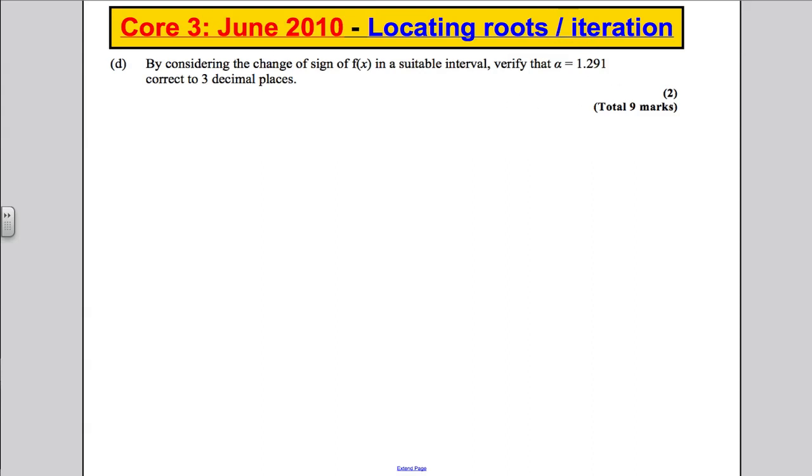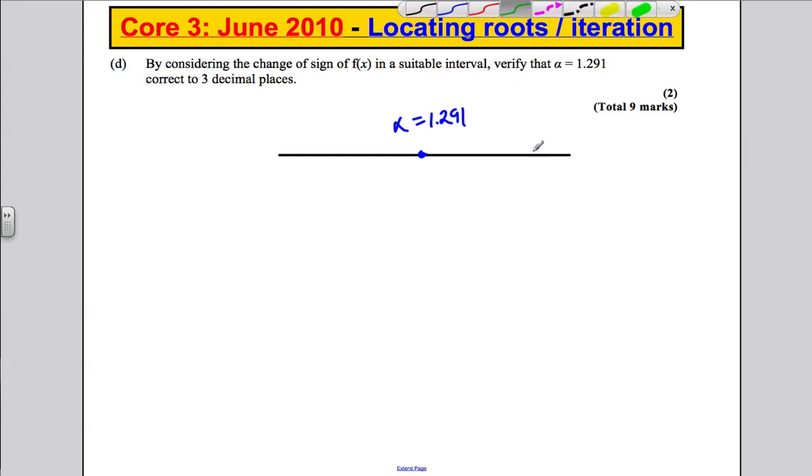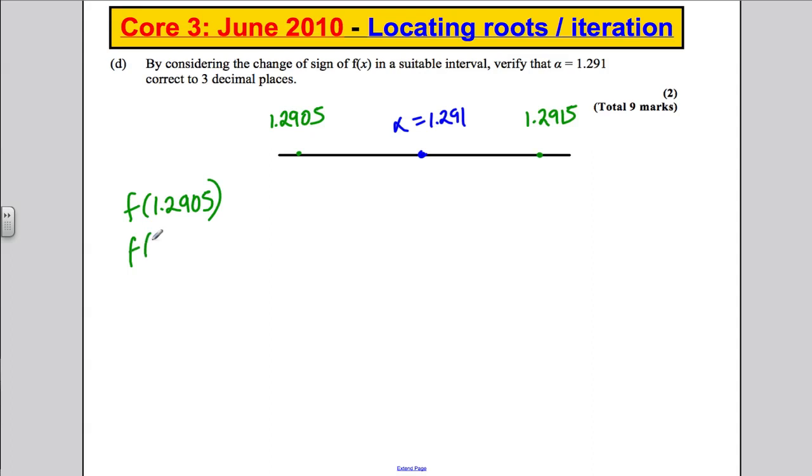This is the root. We do the same old stuff. Alpha is 1.291. We check its upper bound, 1.2915. We check its lower bound, 1.2905. We work out f of 1.2905. We check f of 1.2915. We work out their values, and we show there's a change of sign.